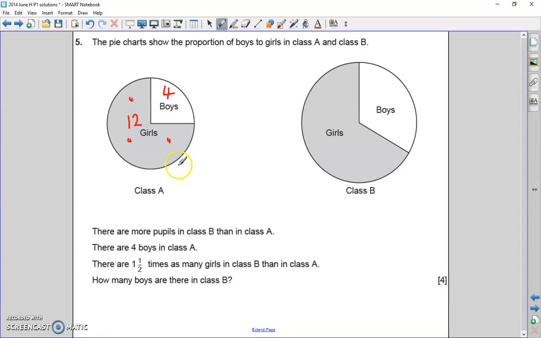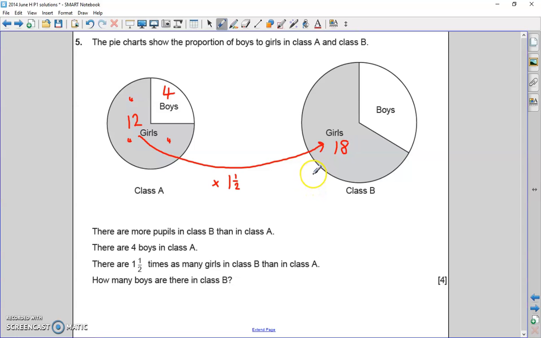Okay. There are 1.5 times as many girls in class B. So we need to times by 1.5. Well, times by 1.5, you can times by 1, and find a half and add them together. So 1.5 times 12 is basically 12 add 6. So there must be 18 girls in class B.